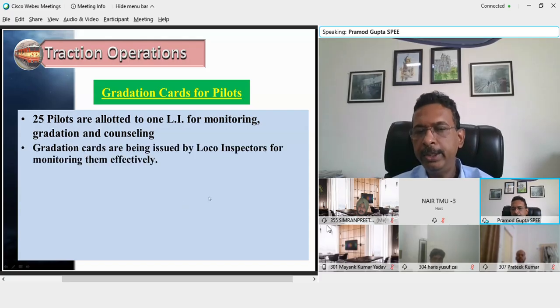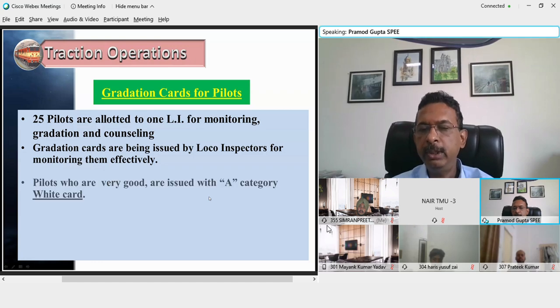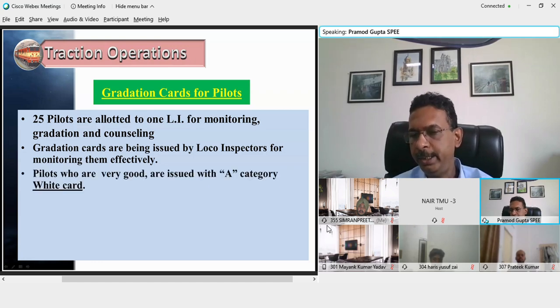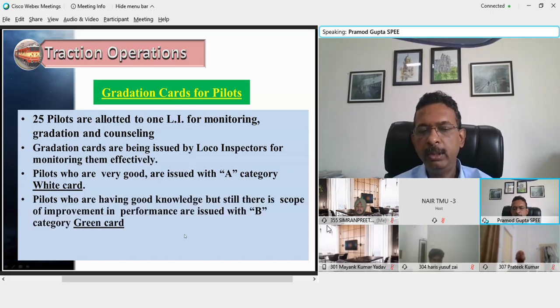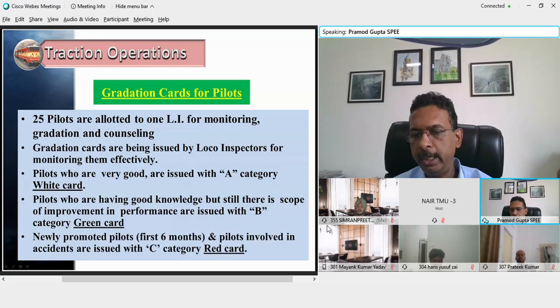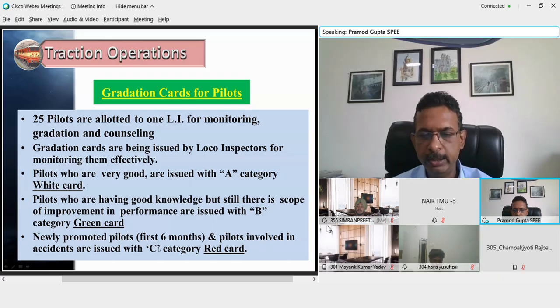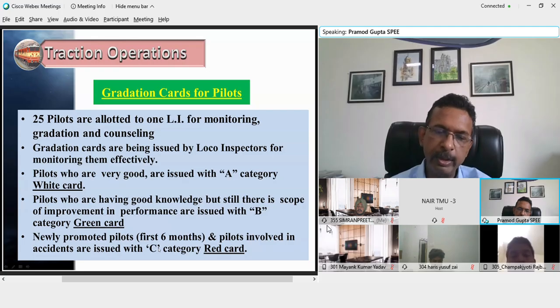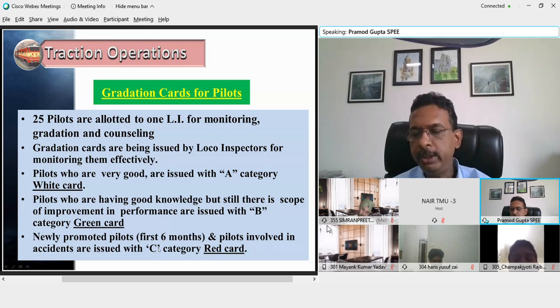Now, we have the highest category, that is the white card, and it is a category pass, which is issued to the loco pilots who are exemplary in their service. We have the green card, which is issued to loco pilots who have good knowledge, but there is still scope for improvement in their performance. And a red card is issued either to the newly recruited pilots or the pilots who were involved in accidents. So these are the two categories for which we issue the red card.